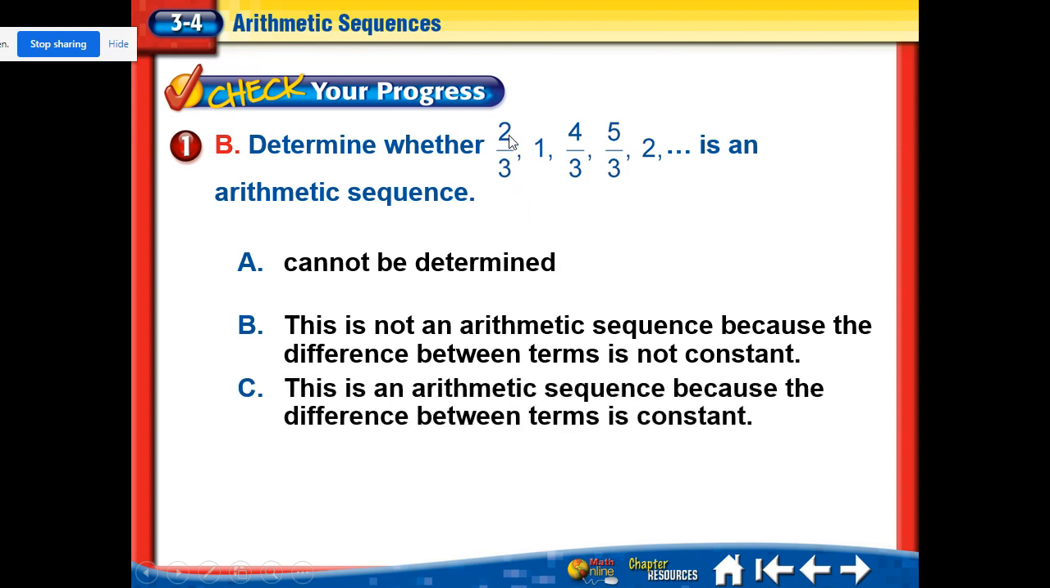All right, 2/3 to 1 to 4/3 to 5/3 to 2. Be careful with this. Remember, 1 is 3 over 3. We can write it as 3/3. So it goes from 2 to 3 to 4 to 5. And what about 2? 2 is 6/3. So all of those, it goes in order. So this is good.